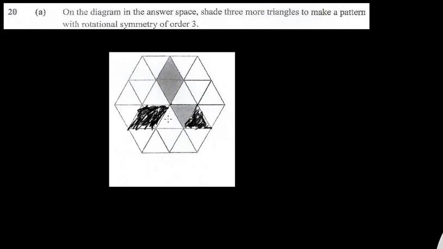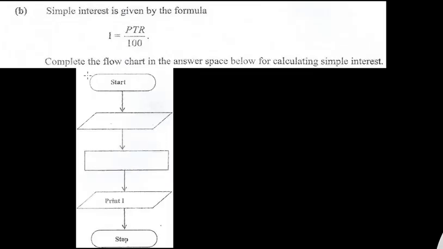So let's move on to question number 20b. The question says, simple interest is given by the formula I equals PTR over 100. Complete the flowchart in the answer space below for calculating simple interest. Simple interest equals principal times time times rate over 100.